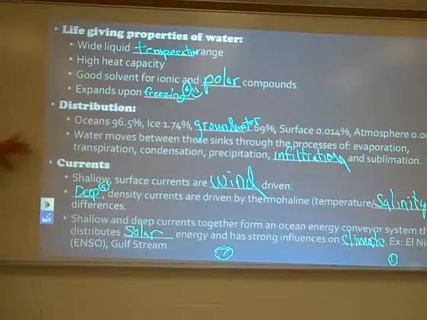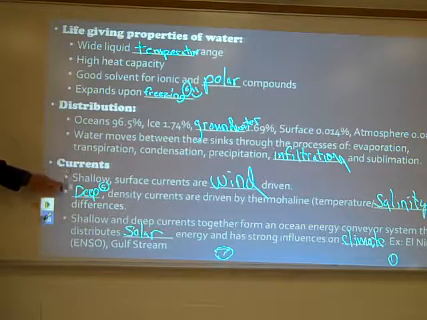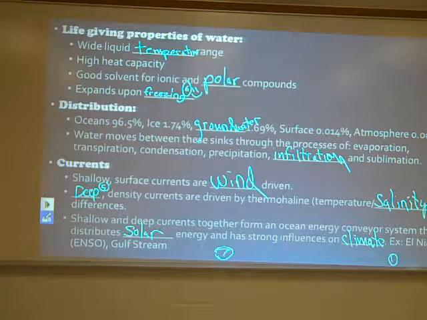Any questions about these three parts here? What about that one? Did I miss one? That right there. Deep is correct. Okay. Yeah, shallow, deep. All right, let me double check. Everything up there is correct.